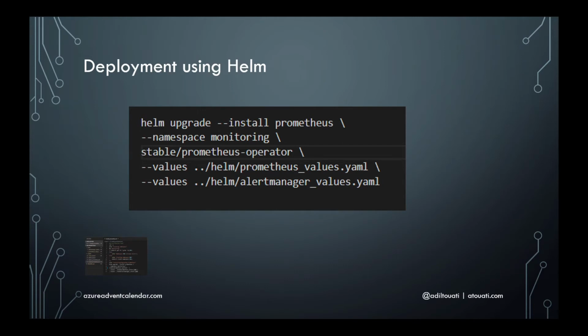Like you can see on this screen, we have two values files. We have Prometheus underscore values, and we have alert manager underscore values. For this part, we will only focus on the first one, which is Prometheus values. I will show you later, but this is the one that will help us customize our configuration for AKS.